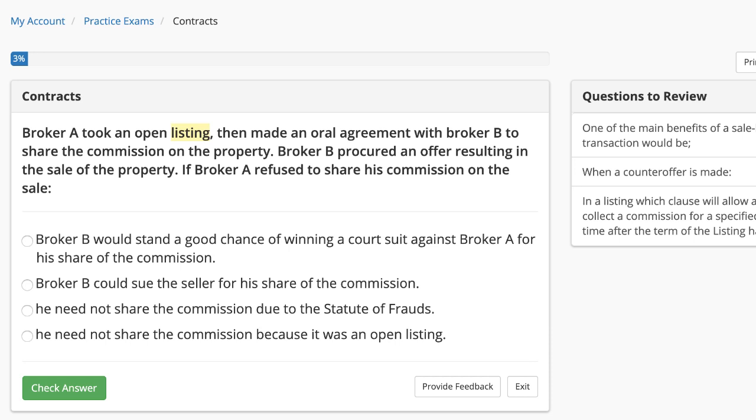For example, blind ads are illegal. They may ask you about that. Commingling's illegal. They'll ask about that. Conversion is illegal. They'll ask about that. Panic selling's illegal. Steering's illegal. Redlining's illegal. You guys get the idea. So being legal or illegal does not dictate whether you need to know it or not. All right, moving right along.